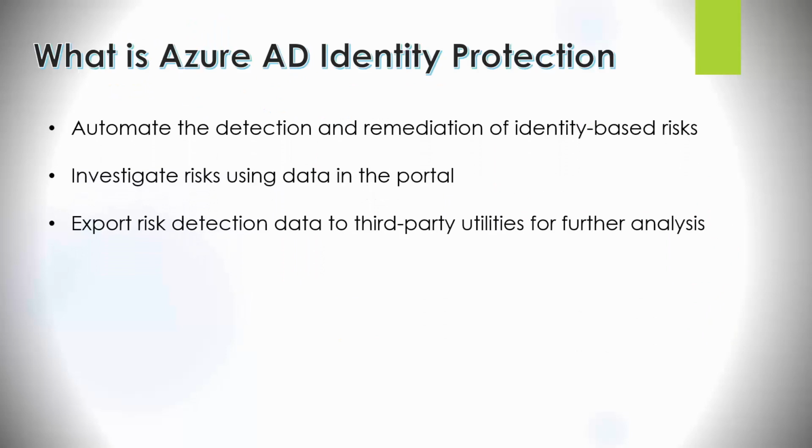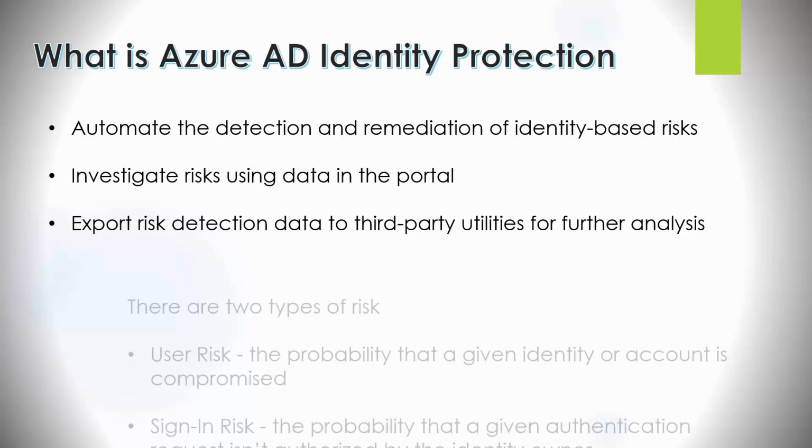And this is all about detecting risks based on these signals and then taking actions on the risks before they become a real issue. Identity Protection allows organizations the ability to automate the detection and remediation of identity-based risks, and allows you to investigate risks using data in the portal, and you can also export the risk detection data to third-party utilities for further analysis.